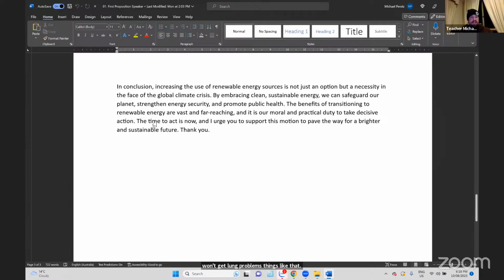The benefits of transitioning to renewable energy are vast and far-reaching, and it is our moral and practical duty to take decisive action. So again, like, there's way more good points than bad points for doing this, and we need to do this. Like, it's our duty as good people to take action and stop this problem.